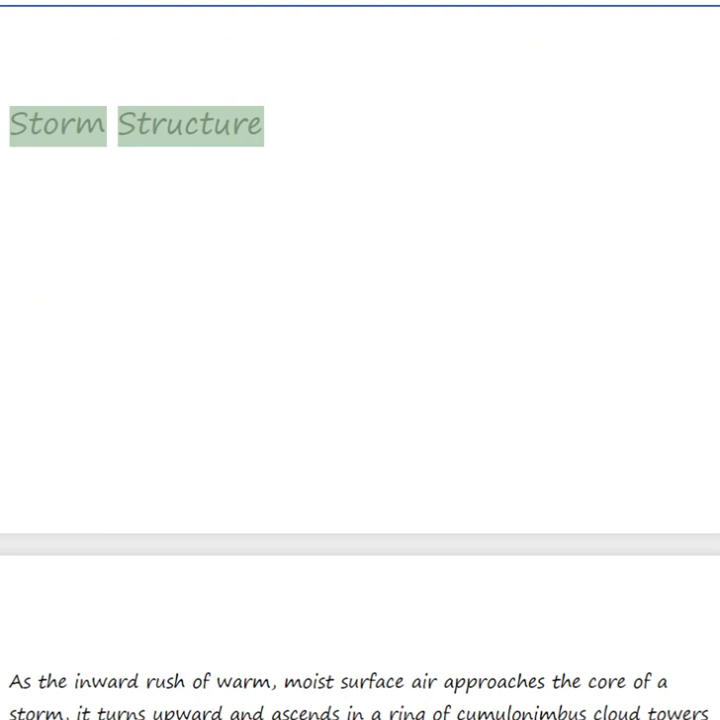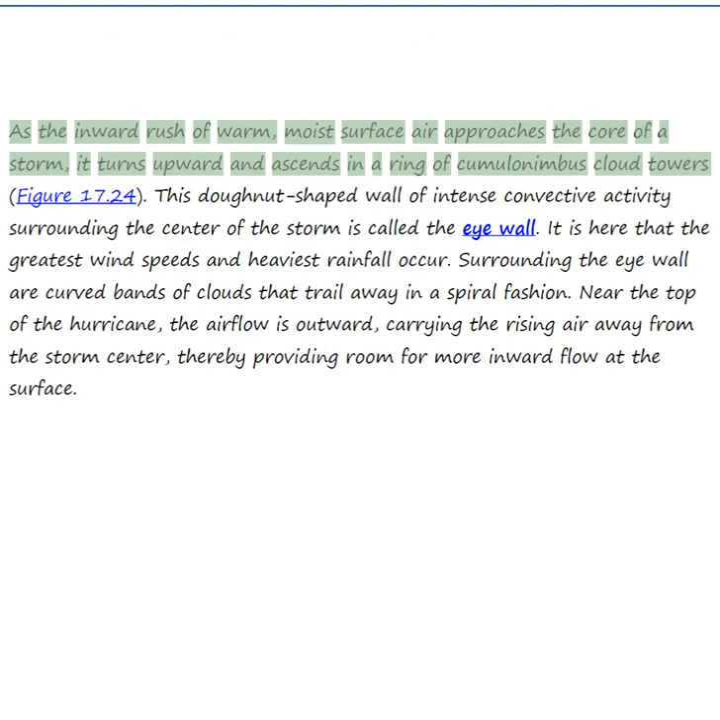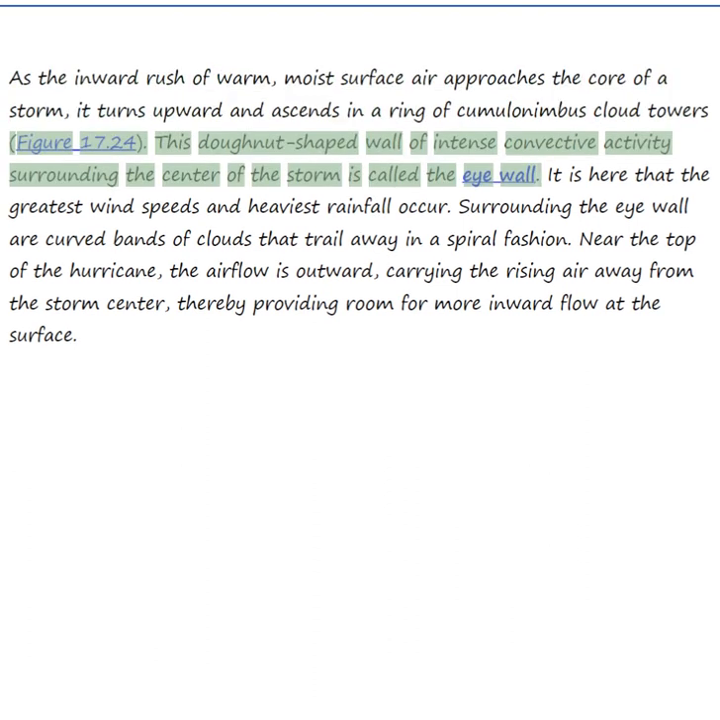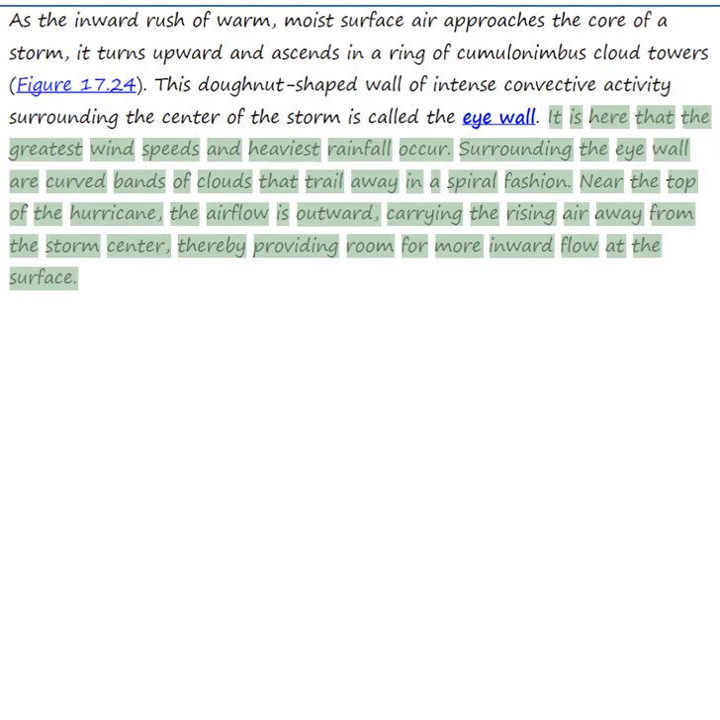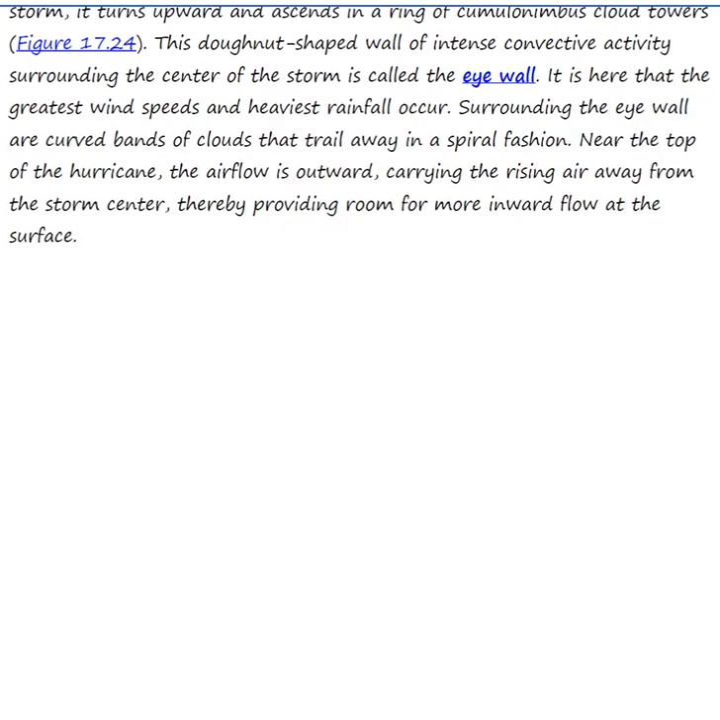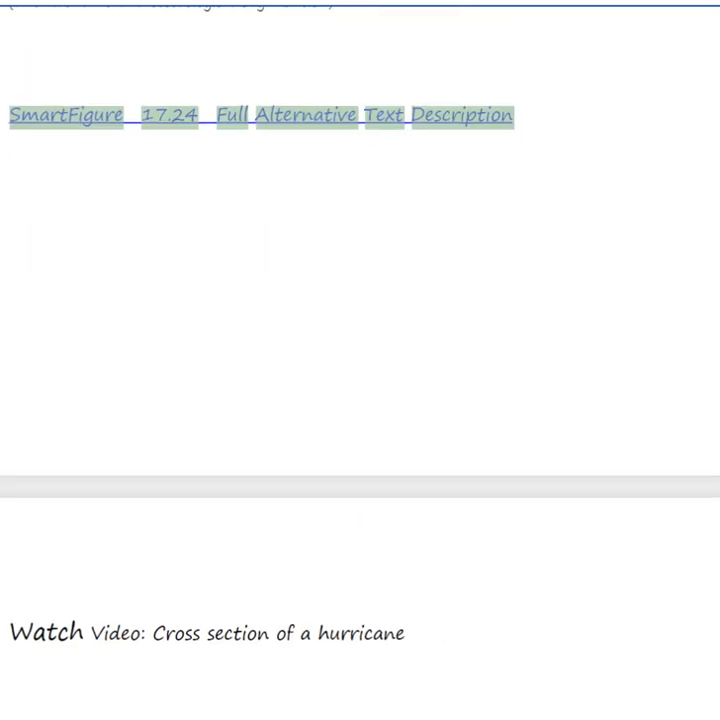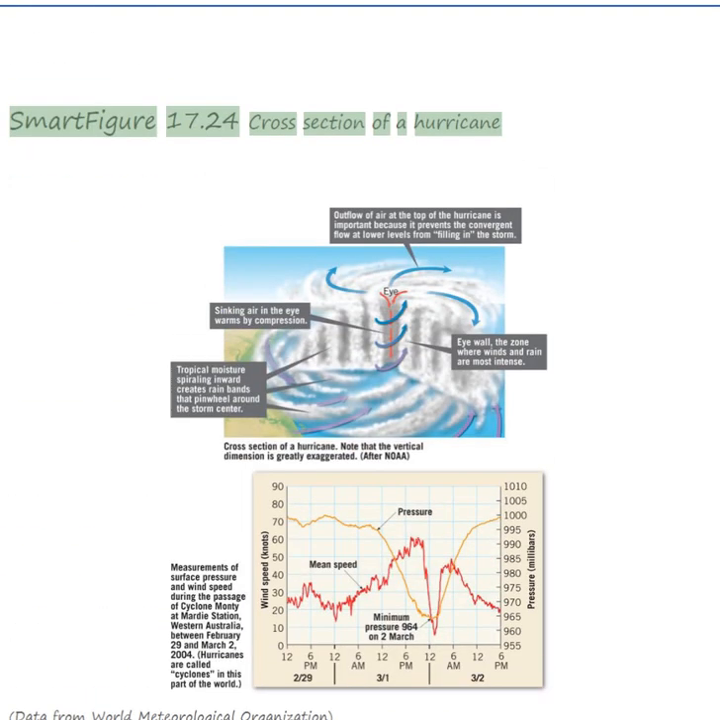Storm structure. As the inward rush of warm, moist surface air approaches the core of a storm, it turns upward and ascends in a ring of cumulonimbus cloud towers. This donut-shaped wall of intense convective activity surrounding the center of the storm is called the eye wall. It is here that the greatest wind speeds and heaviest rainfall occur. Surrounding the eye wall are curved bands of clouds that trail away in a spiral fashion. Near the top of the hurricane, the airflow is outward, carrying the rising air away from the storm center, thereby providing room for more inward flow at the surface. Smart Figure 17.24 Full Alternative Text Description. Smart Figure 17.24 Cross-section of a hurricane.